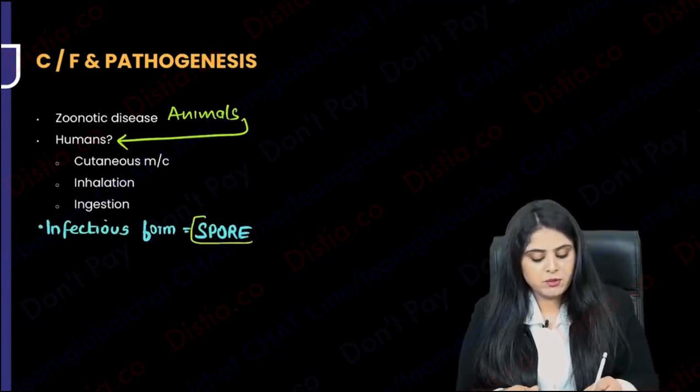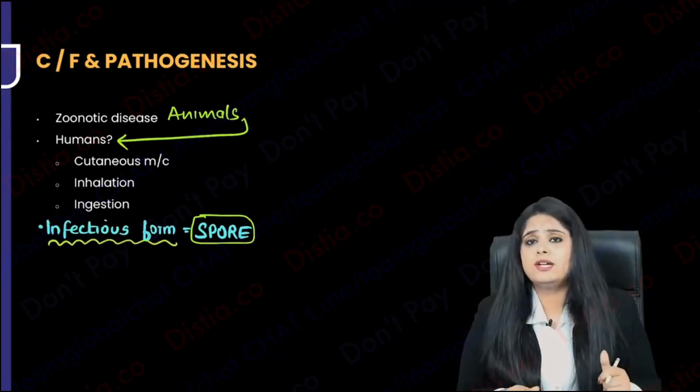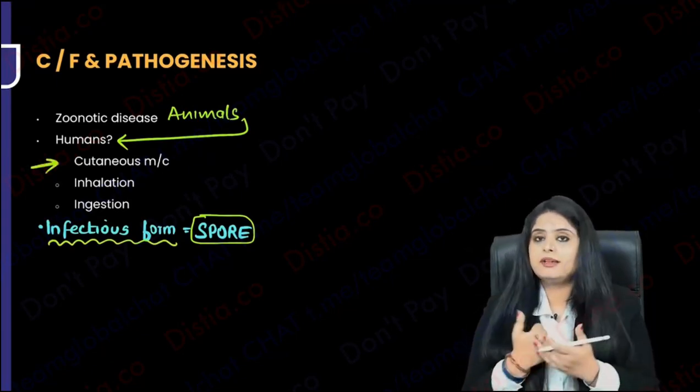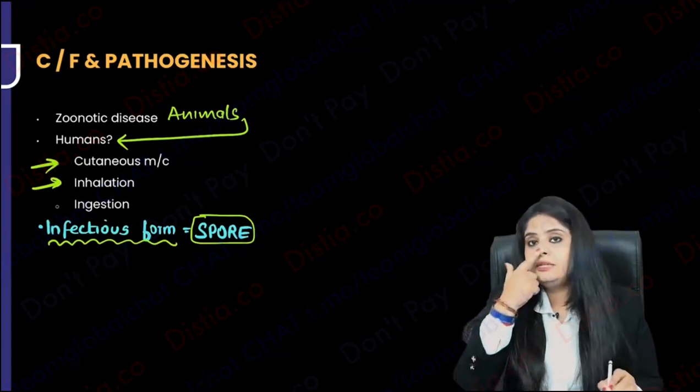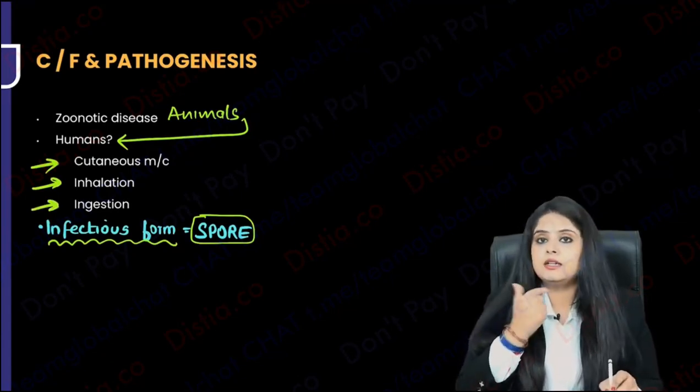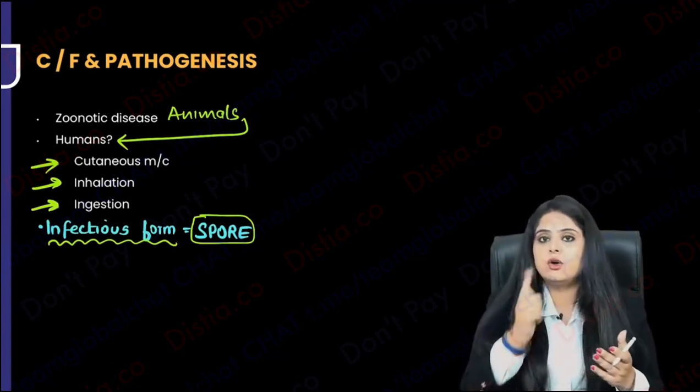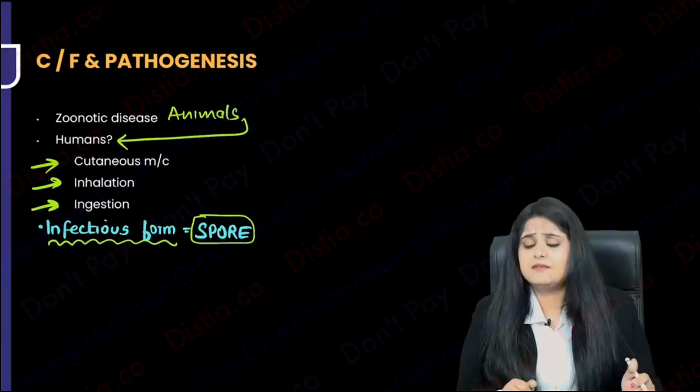See, it's a spore forming organism. So the infectious form is going to be the spore, and spores are always more deadly. How did it come into my system? Either it came in contact with my skin, or I ended up breathing it, or I ended up eating it. Three forms possible: either it is skin contact or inhalation or ingestion. Let's start one by one.